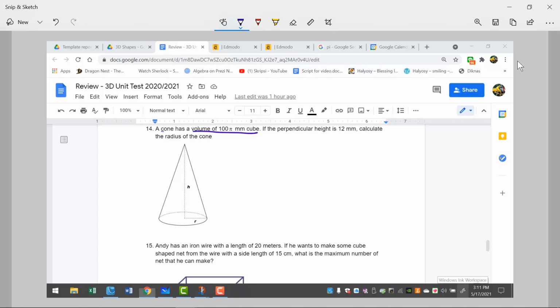So the volume of a cone itself is 1/3 times the base area, which is pi r squared, and then times the height. Okay, you can see this in the formula. And then it says that we don't know the radius, but we know that the height is 12. We know that the volume is 100 pi. So it's 100 pi equals 1/3 pi. We don't know the r, and we know the height, which is 12.